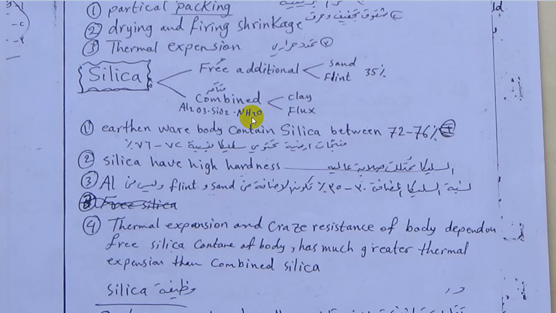The combined silica can be used in the clay or above the clay, in the flux or above the flux, as a helping agent or auxiliary agent for melting, or as a regular combined clay. Earthenware objects contain silica between 72 and 76 percent.